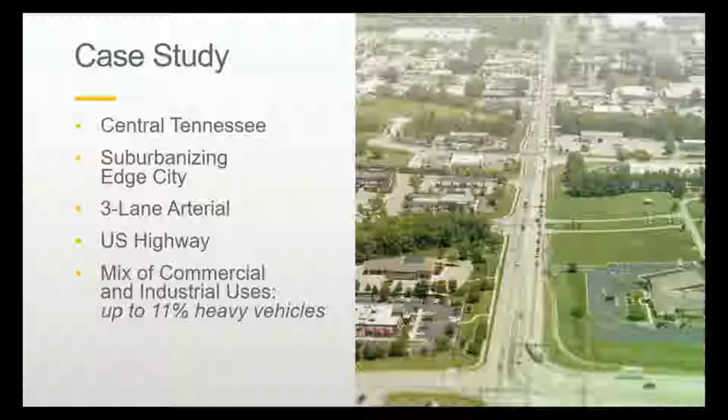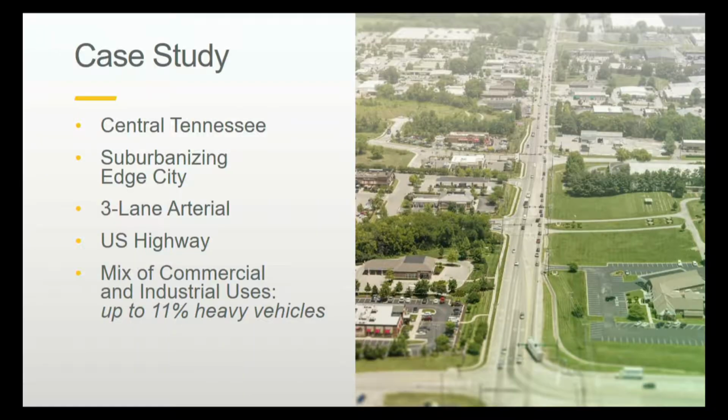So this is a 3-lane U.S. highway in central Tennessee. It's a rapidly developing area outside of a major city. We're sort of anonymizing the names to protect the innocent, as they say on Dragnet. And so there's a number of commercial and industrial uses along this corridor. We've got fast food restaurants, we've got some light industrial uses, there's even a quarry along this corridor.